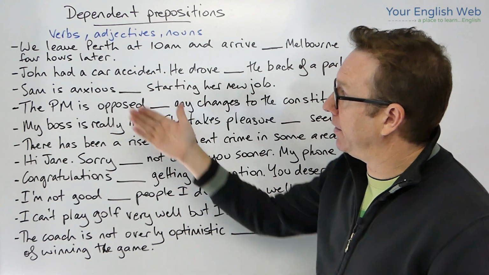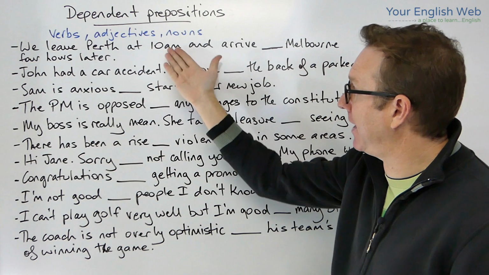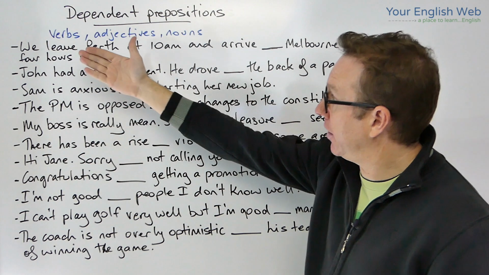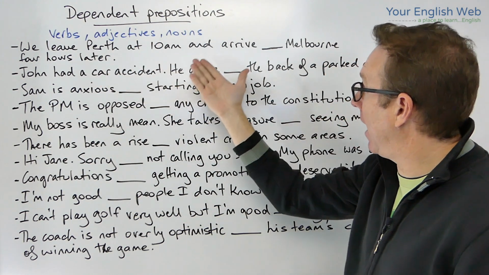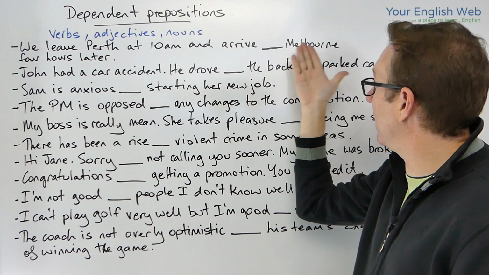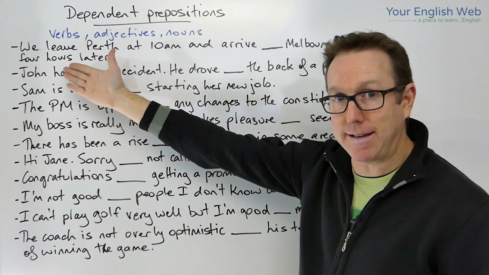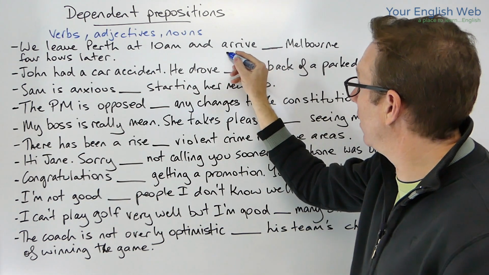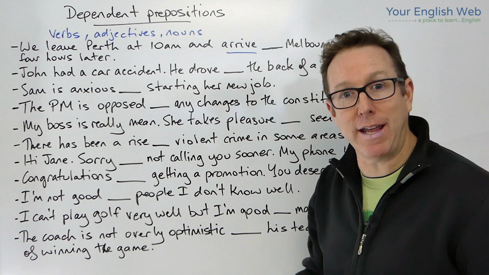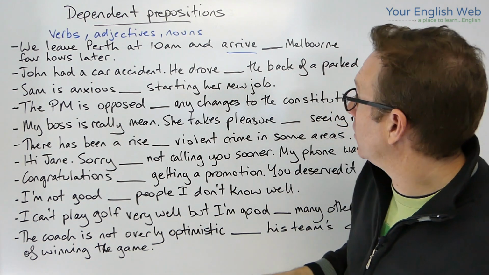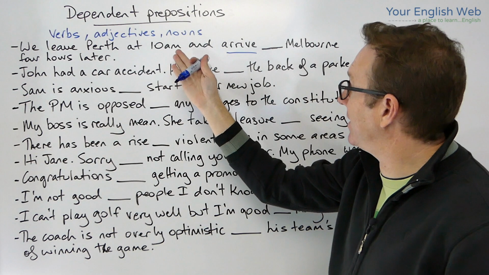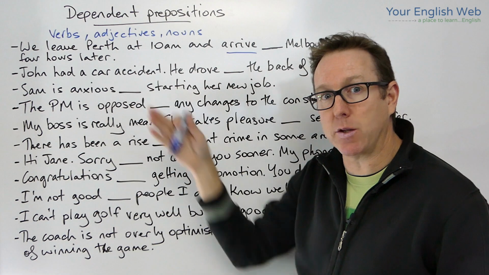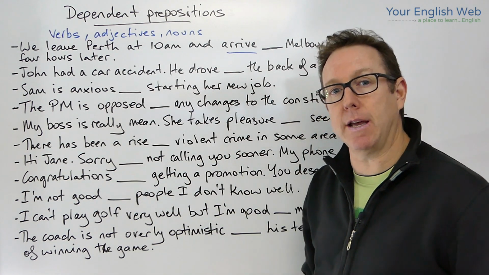Now, the first one: we leave Perth at 10 a.m. Perth, of course, a city in Australia on the west coast. So we leave Perth at 10 a.m. and arrive something Melbourne 4 hours later. So the preposition that we need to use here, according to this particular word, the verb arrive. Which preposition would we use here?